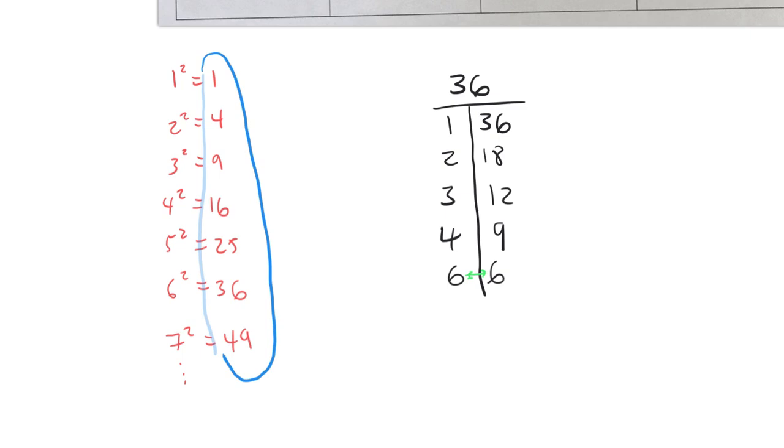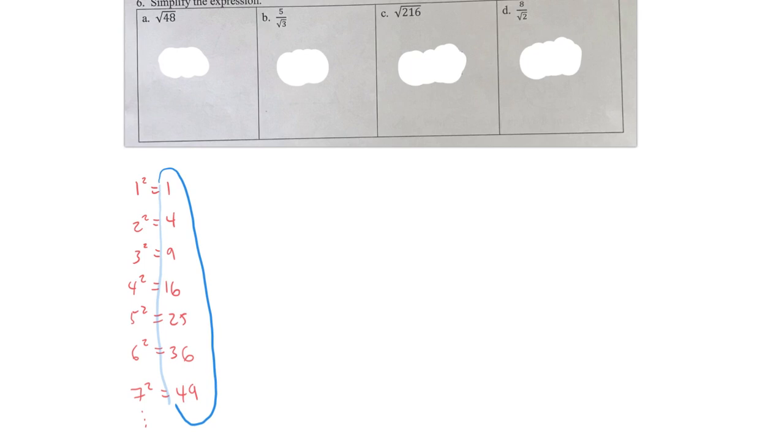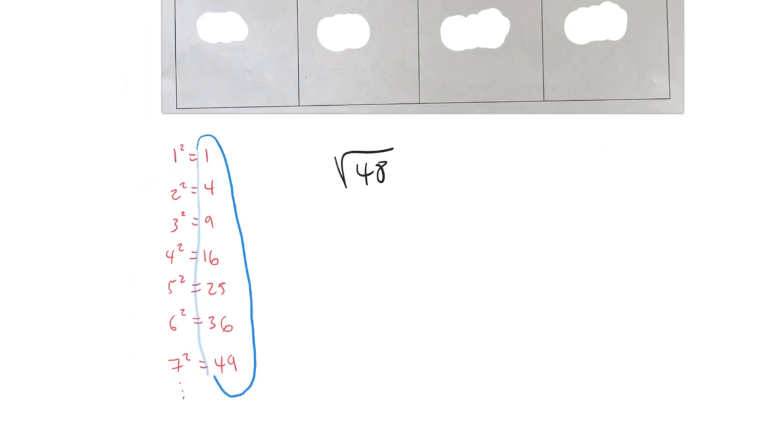These are all the numbers that we could say go into 36, or all the numbers that 36 is divisible by, okay? So that's a skill that you will need to solve at least 2 of these problems as well. So the problems that I'd like to focus on are 6a and 6c. Now, 6a is saying, please simplify this square root of 48.